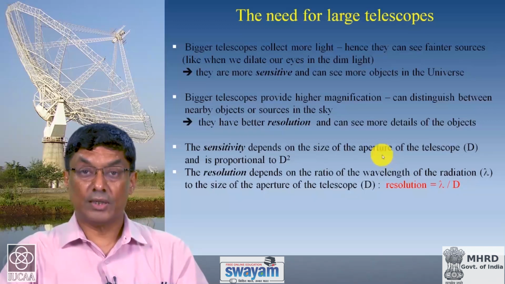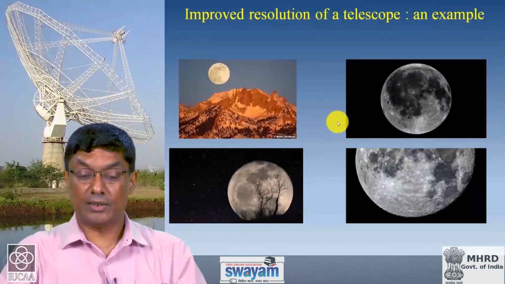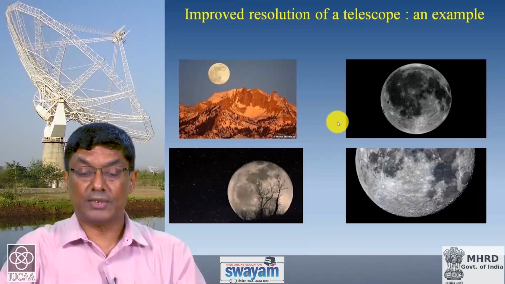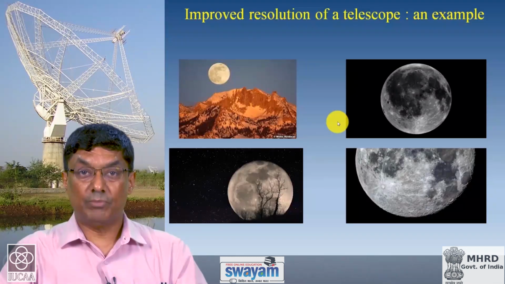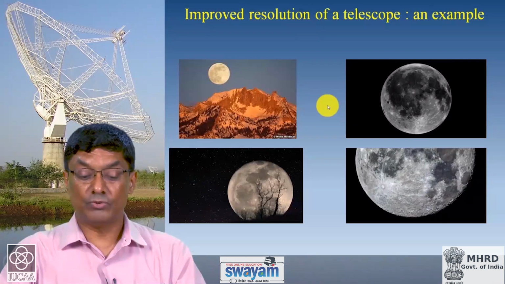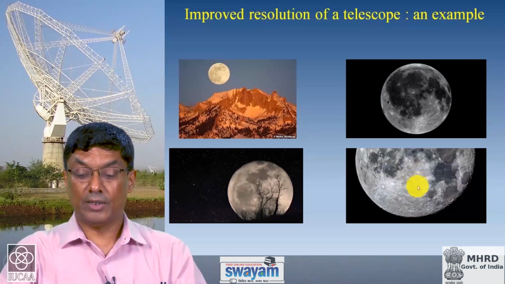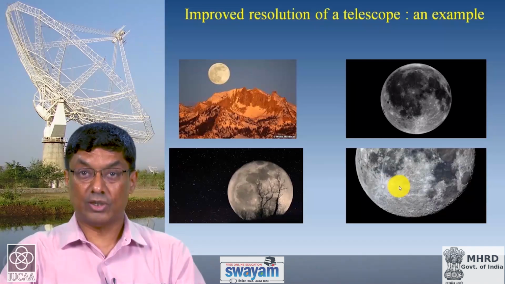So, these have been the 2 main factors driving the growth of large telescopes, and we can illustrate this with simple examples. So, this is an example bringing out the ability of the resolution. So, improved resolution. So, you can see the moon here in 4 different views taken with telescopes of different size, from the simplest one where you can just barely make out dark patches on the surface, to this final one here where you can see very clearly details of craters and many other structures on the surface of the moon.